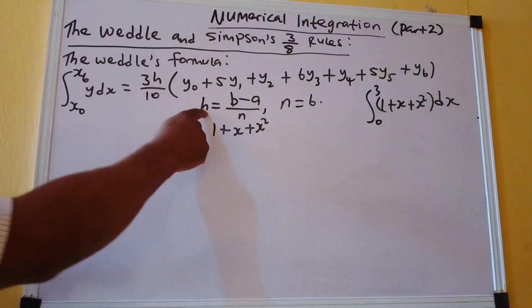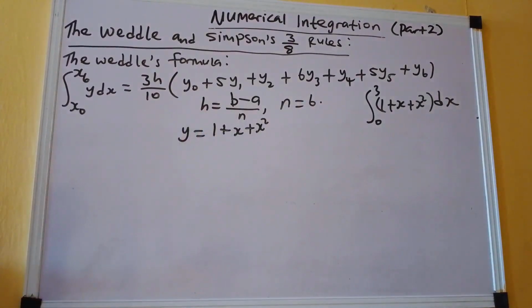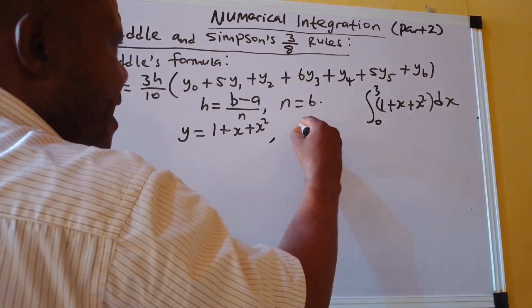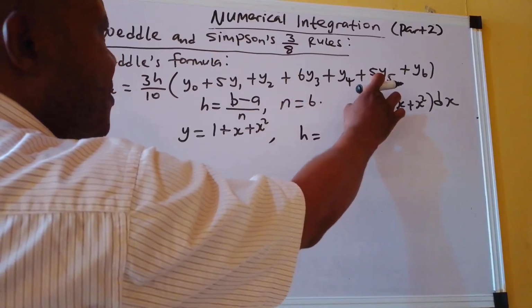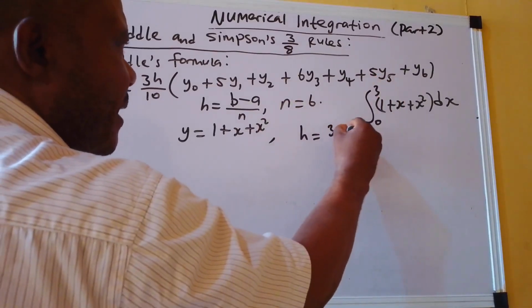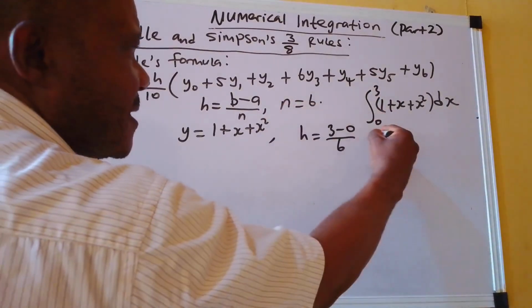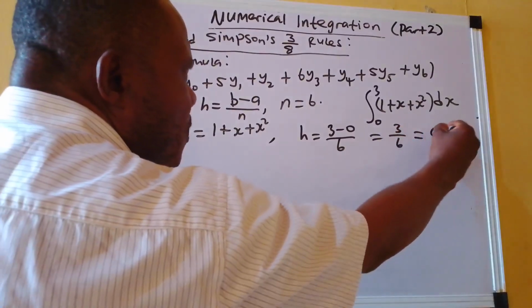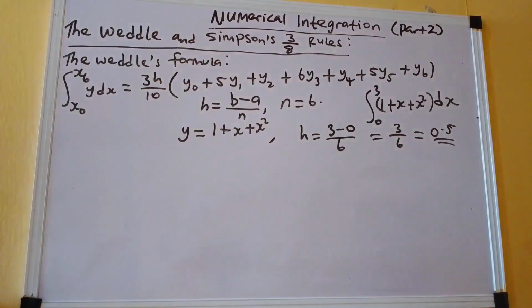So we are going to calculate h. H will spread the values of x from x0 to x6. That's what h will help us to do. H is the mesh size. So now from here, let us get our h. Our h will be equal to, our b is 3, our a is 0, so 3 minus 0 all over 6. Our n is 6. This will be 3 all over 6, which is equal to 0.5. So for this particular problem, our h is 0.5.